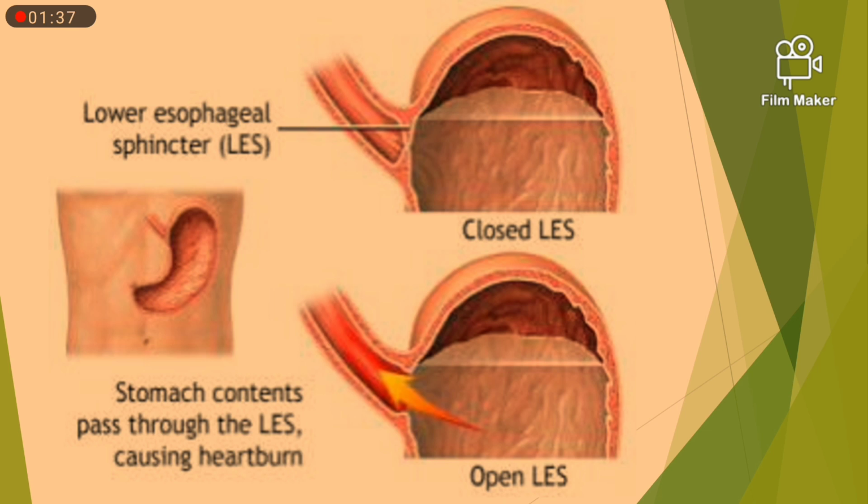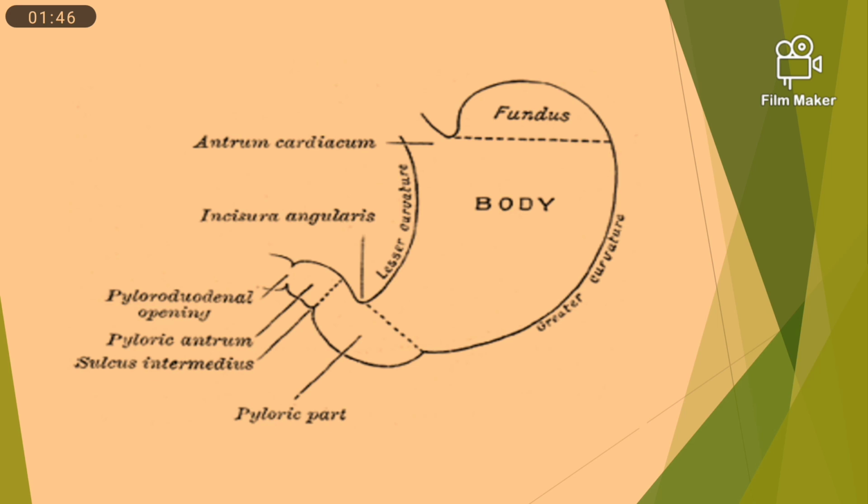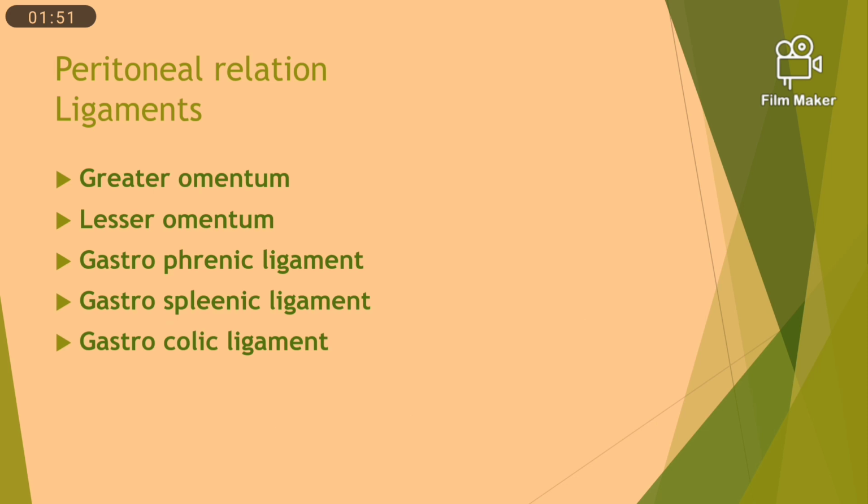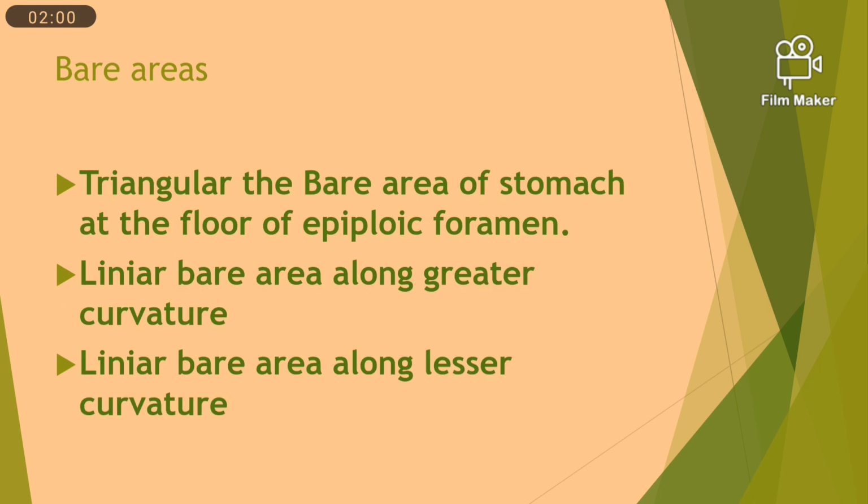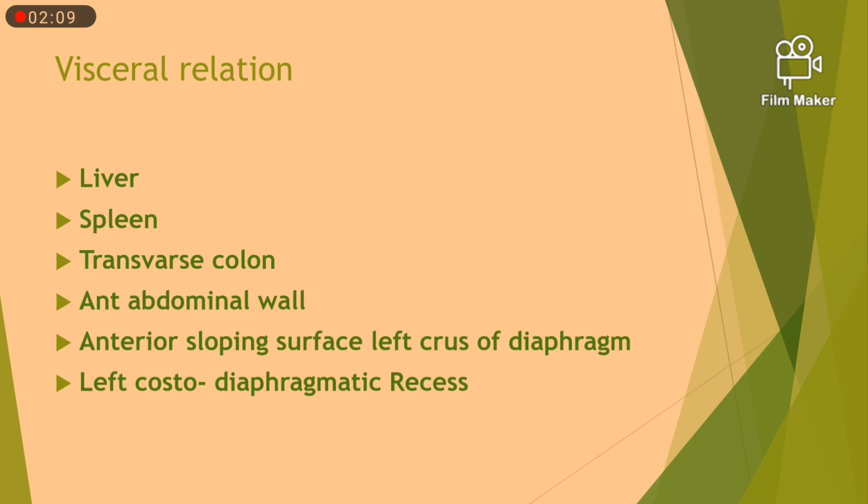Now here you can see the fundus is always occupied by air, and below that it is occupied by water or solid substance. The sphincter maintains this. This is the diagram one can draw in any exam. Now omentum: lesser omentum, greater omentum, then gastrophrenic ligament, gastrosplenic ligament, and gastrocolic ligament are the ligaments. Bare areas: triangular bare area, linear bare area, and along the greater curvature and lesser curvature.